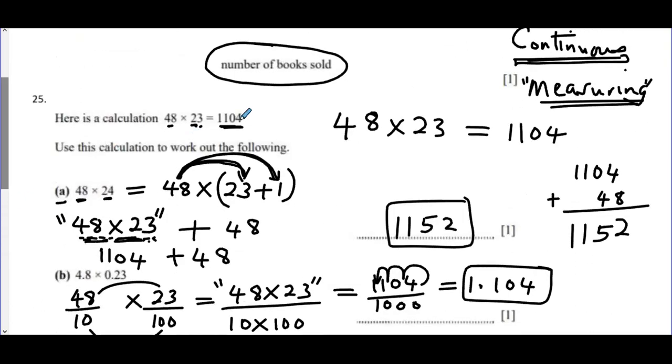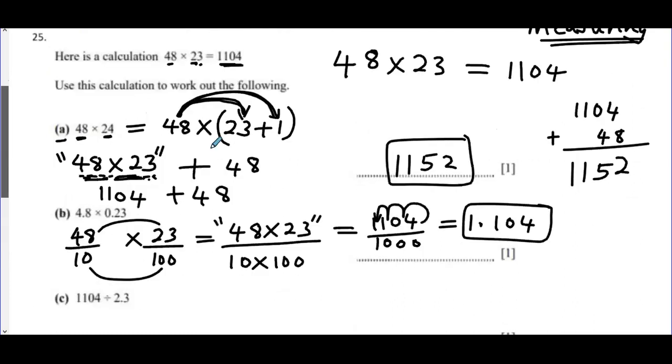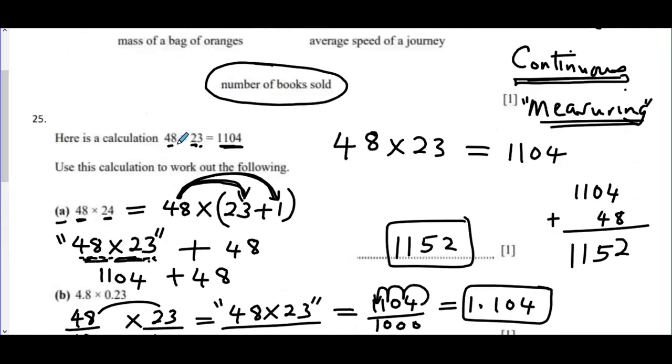1104, which is this answer here, 1104, divide by 2.3. Guess what? Look at this. 48 times 23 equals 1104. Just look at this. 2 times 6 is 12, yeah? So 2 times 6 is 12.